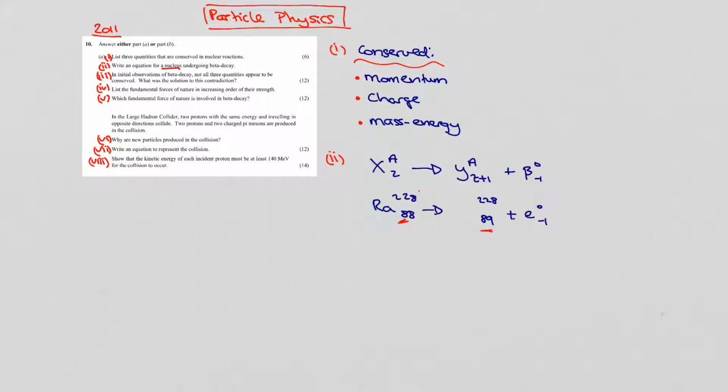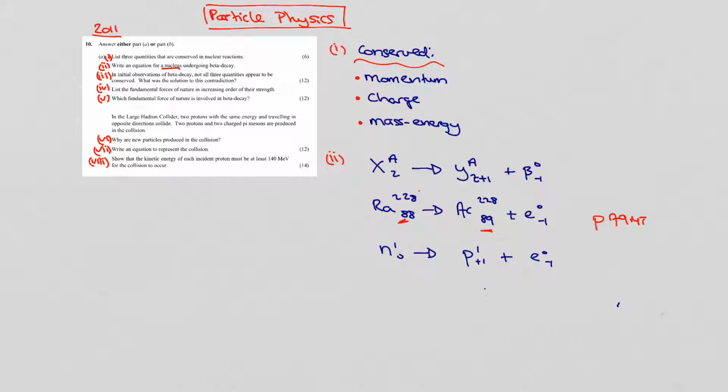So if we go to page 79 in our maths tables, what we can see is 89 would be actinium. You could of course have a neutron decaying, again with your beta, or you could say electron, and we'd have the proton 1 and +1. So all of these are examples of a nucleus undergoing beta decay.